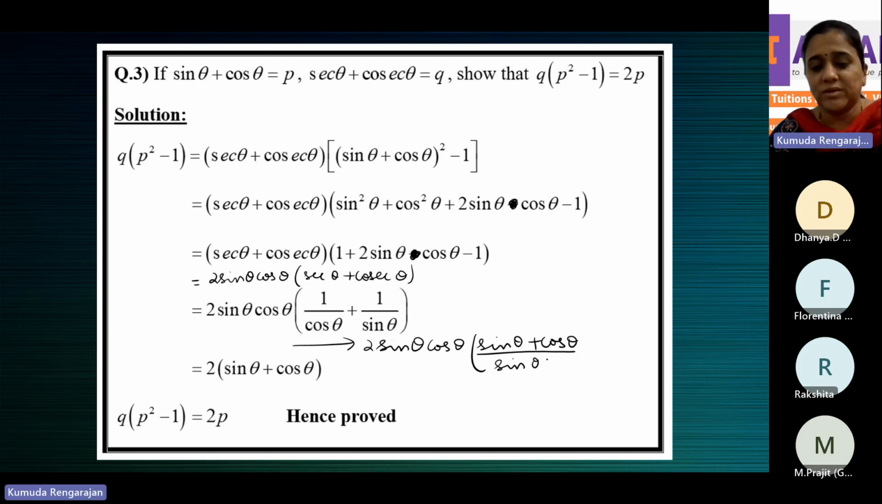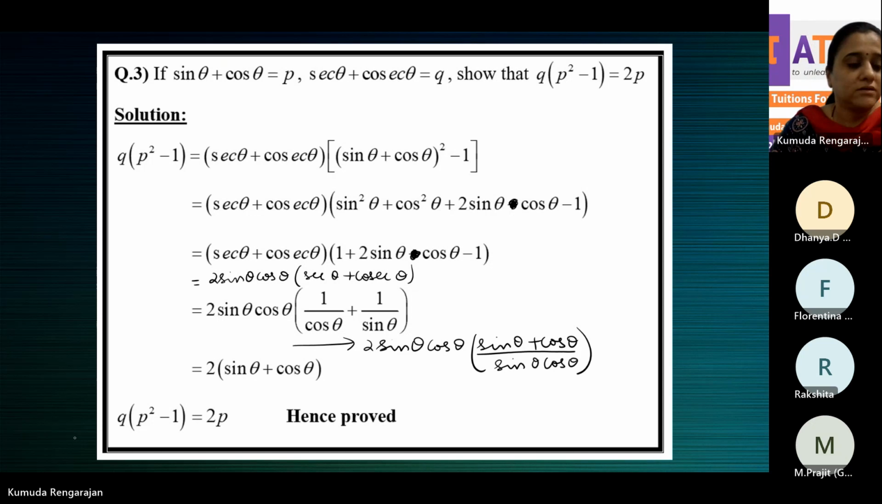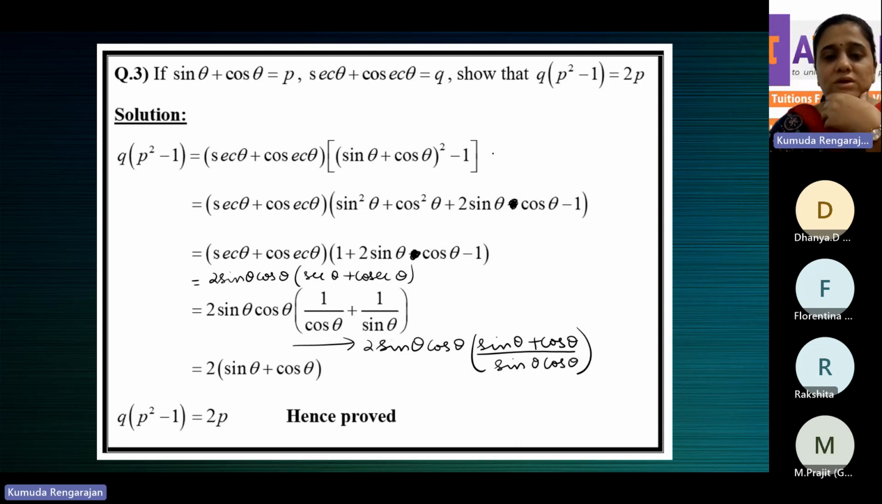Since I've missed a few steps, I just want to explain this. Sorry. Children, please listen to me. First step is to substitute, and secant theta plus cosecant theta as it is. Expand this sine theta plus cos theta the whole square. Expand it, so you get a square plus b square plus 2ab, 2 into sine theta into cos theta, and that minus 1 as it is.